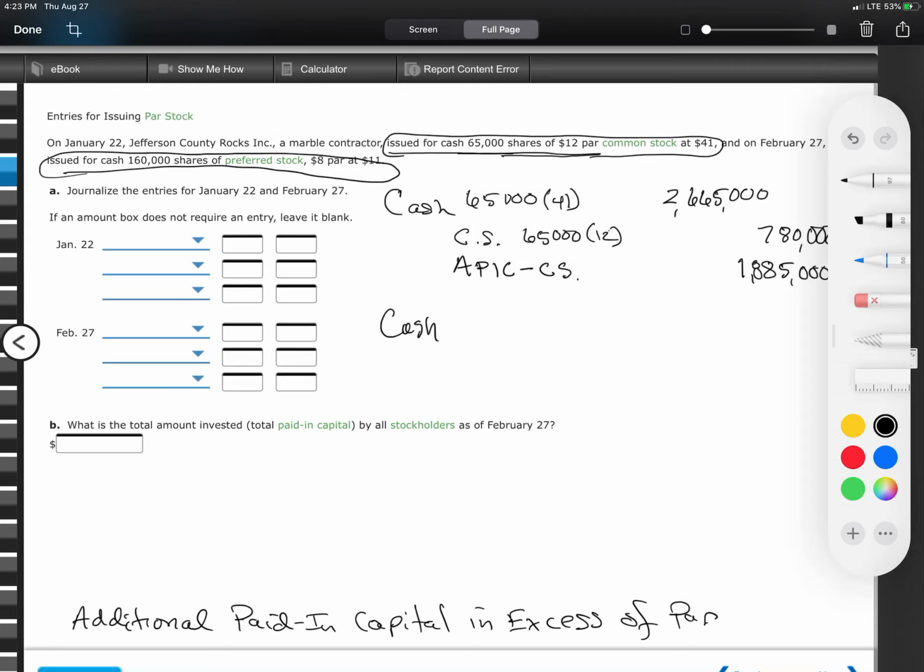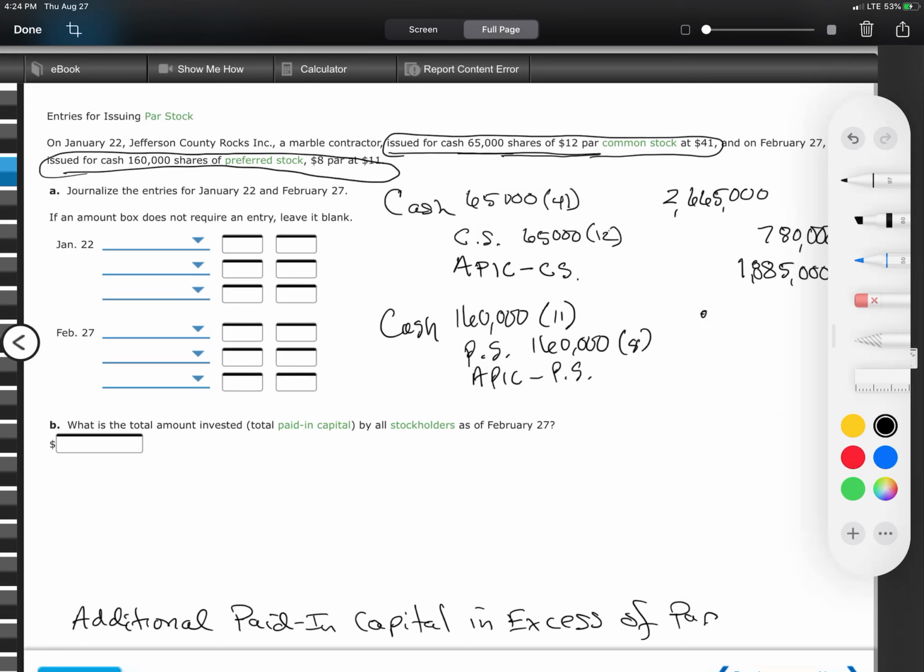What we're going to do next is issue some preferred stock right there. It follows the same format. We're going to debit cash to increase the cash, because you increase cash with a debit, on the debit side, on the left side. We're going to credit preferred stock, and we're going to credit APIC hyphen preferred stock. How many shares? 160,000 shares. How much did we get? The market value? We got 11.